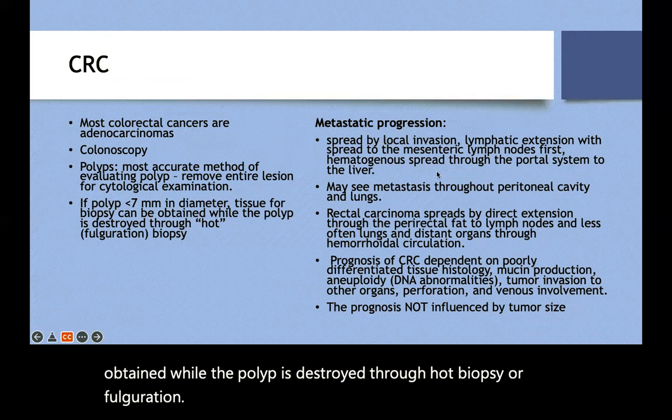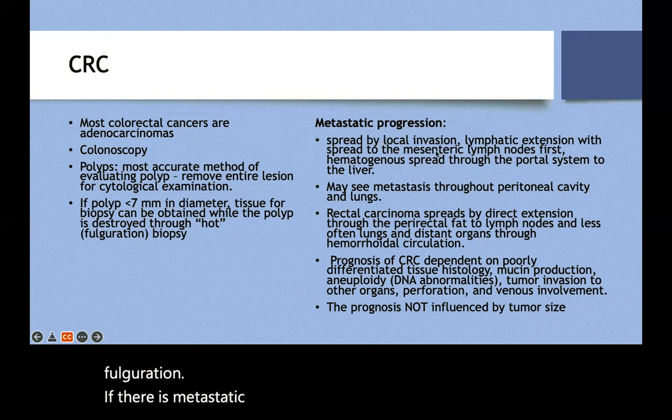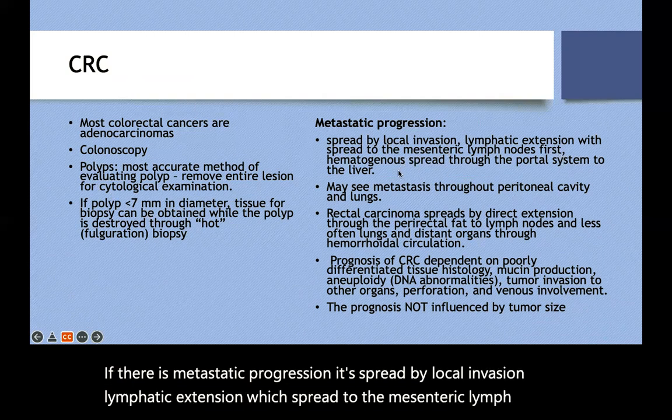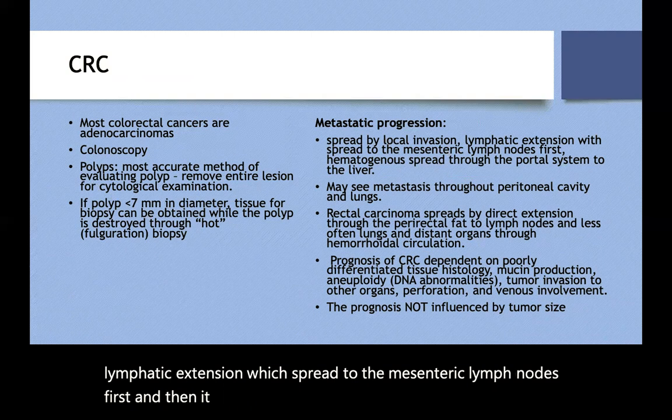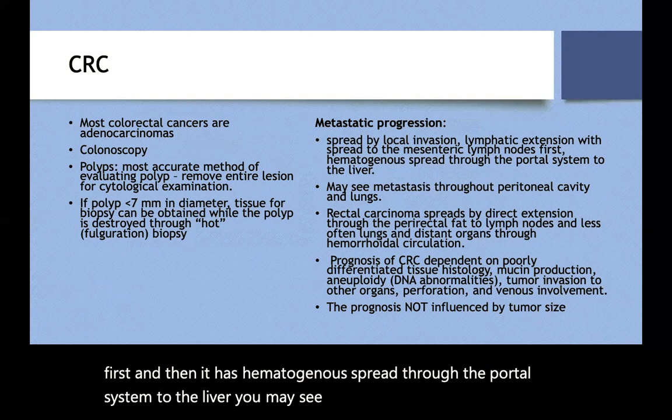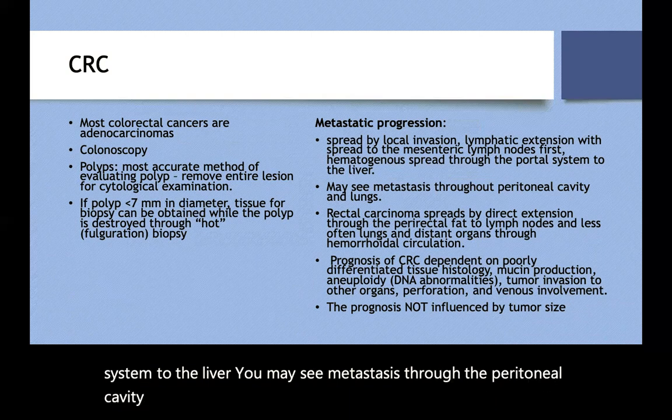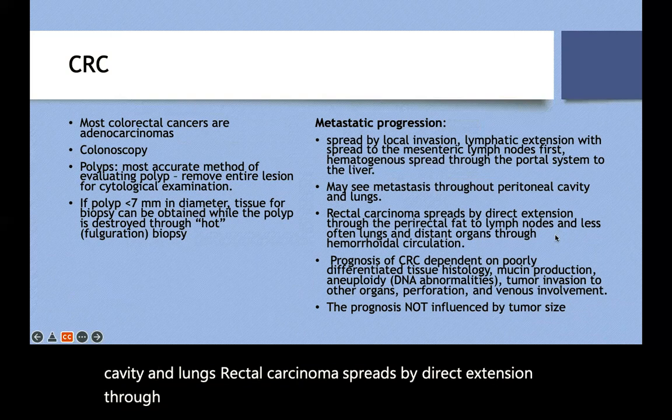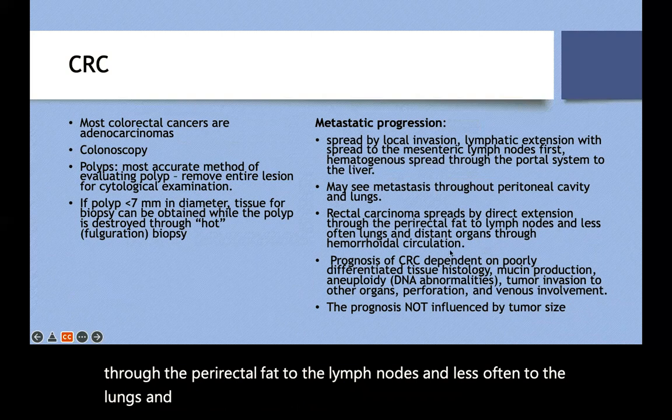If there is metastatic progression, it's spread by local invasion, lymphatic extension with spread to the mesenteric lymph nodes first, and then it has hematogenous spread through the portal system to the liver. You may see metastasis through the peritoneal cavity and lungs. Rectal carcinoma spreads by direct extension through the perirectal fat to the lymph nodes and less often to the lungs and distant organs through hemorrhoidal circulation.